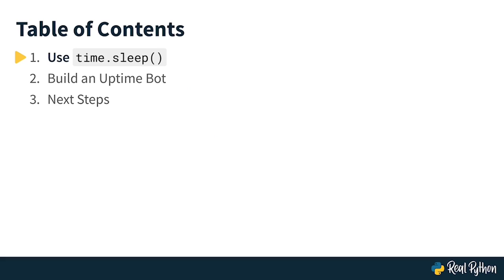Let's take a quick look at the table of contents. You will start off by learning how to use time.sleep. Then you're going to build the Uptime bot, so a little script that can check for the status of your website. And then you're going to learn about some next steps on how you can improve this bot to, for example, send emails or to deploy it on the web. And I'm going to tell you some resources on Real Python that you can use to keep building on this bot project.